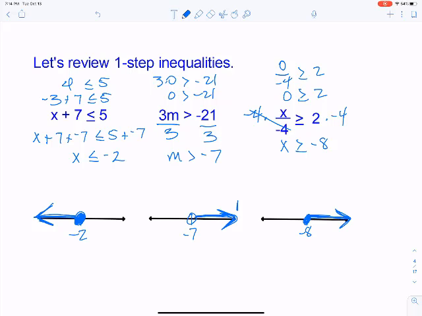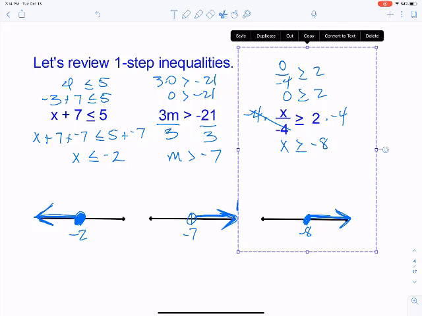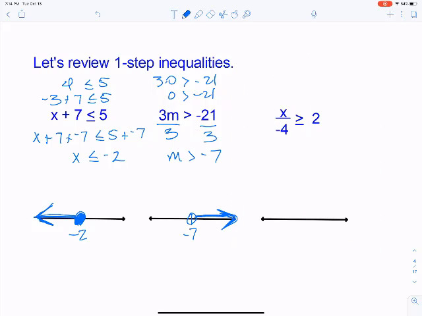So what did I do wrong? Oh, I remember. Let me come back here and get rid of all this. What did I forget about? If I multiply through or divide through by a negative number, what's going to happen to my inequality? My inequality is going to flip. So if the number with your x, the coefficient, is negative, then my inequality is going to flip.